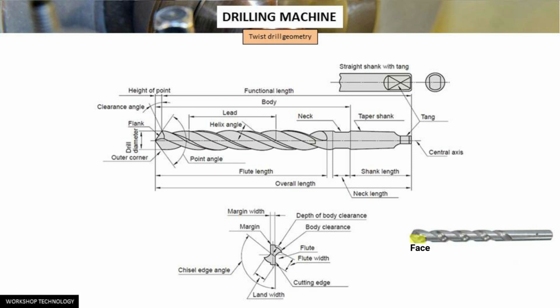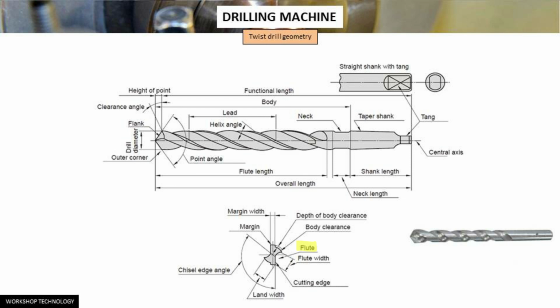Then we have the face. Face is that portion of the flute surface which is adjacent to the lip, on which chip impinges as it is cut from the work. Then we have chisel edge. Chisel edge is the edge formed by the intersection of the flanks. Now what is this flank? Flank is that surface on a drill point which extends behind the lip to the following flute.